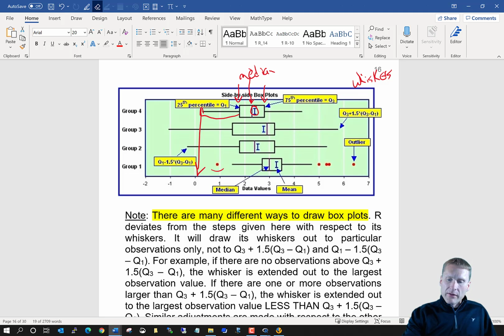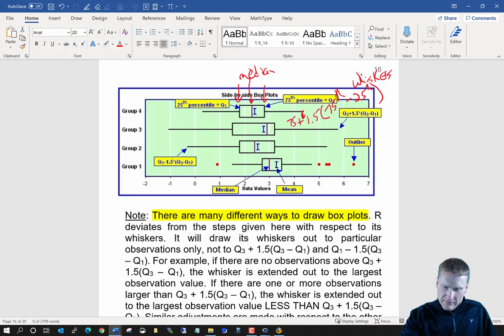Now, how does one determine how far to draw these whiskers out to? One could use that rule of thumb for the number of standard deviations from the mean. However, typically with a box plot, a different rule of thumb is used instead. And these values are drawn out as follows. Take the 75th percentile, add to it 1.5 times the 75th percentile minus the 25th percentile.